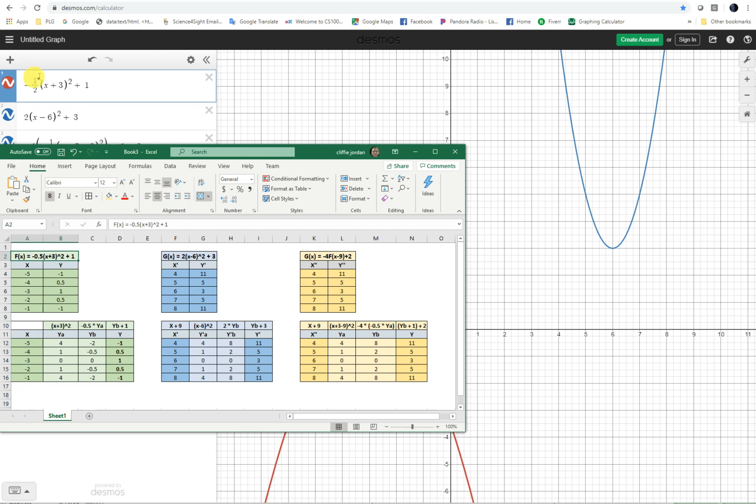Instead of -1/2, we have -0.05, which is the same thing, times x plus 3, and then this caret means raised to a power of 2, which is squared, and then we have plus 1.